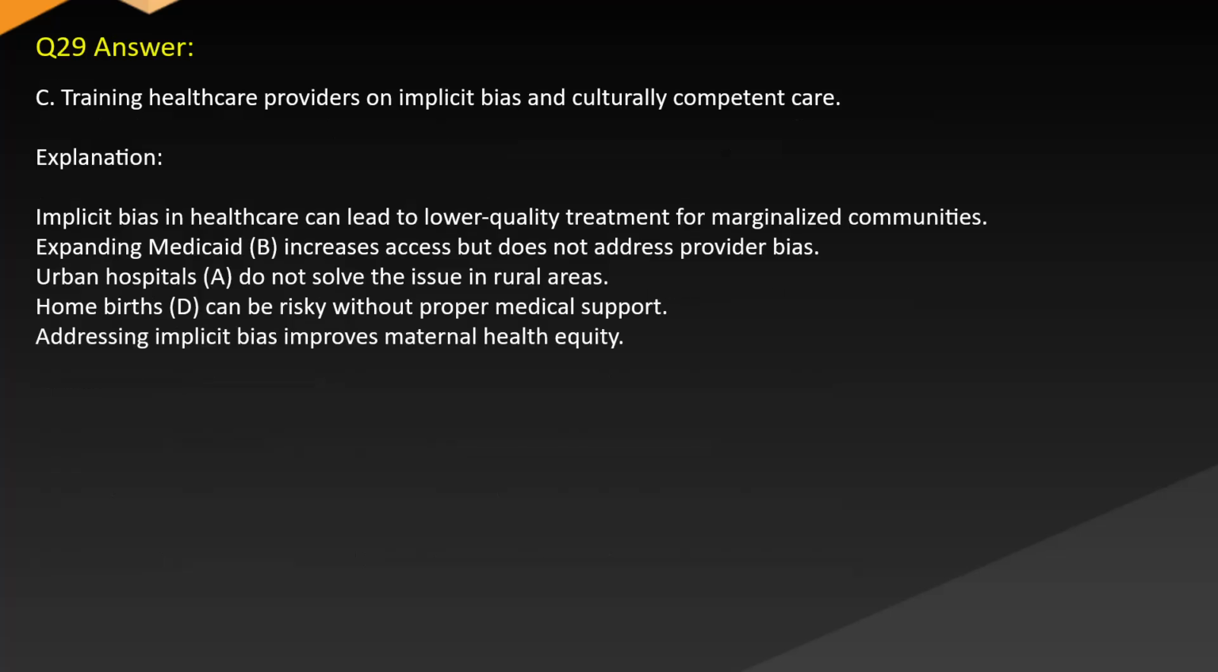Answer: C. Training healthcare providers on implicit bias and culturally competent care. Explanation: implicit bias in healthcare can lead to low quality treatment for marginalized communities. Expanding Medicaid, B, increases access but does not address provider bias. Urban hospitals, A, do not solve the issue in rural areas. Home births, D, can be risky without proper medical support. Addressing implicit bias improves maternal health equity.